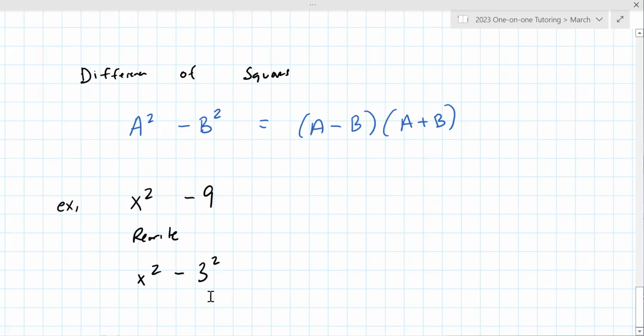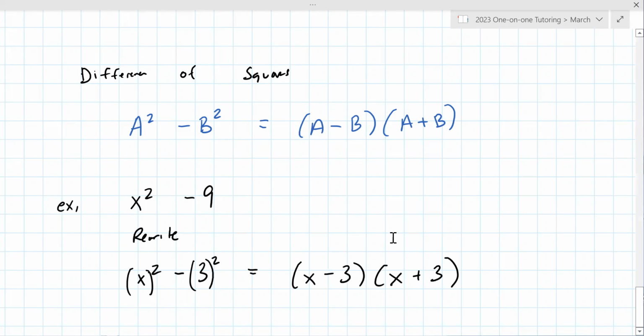A is x, and 9 is... b is 3. Yes, positive 3. B is away from the negative. Okay, so you write it as x minus 3, x plus 3, like that.